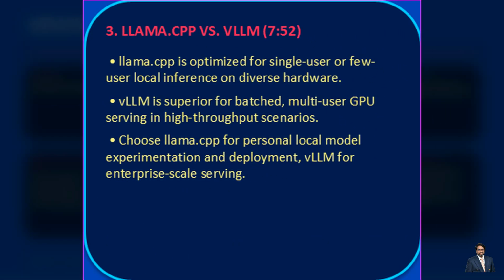Pillar 3. llama.cpp versus vLLM. llama.cpp is optimized for single-user or few-user local inference on diverse hardware. vLLM is superior for batched, multi-user GPU serving in high-throughput scenarios. Choose llama.cpp for personal local model experimentation and deployment, vLLM for enterprise scale serving.